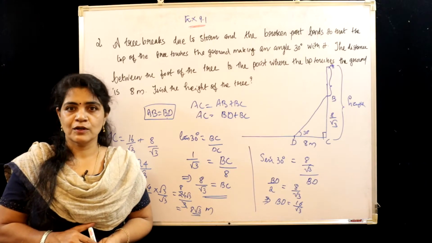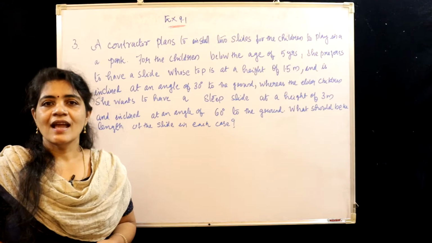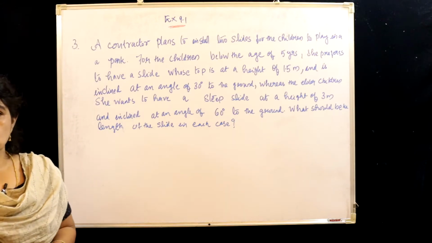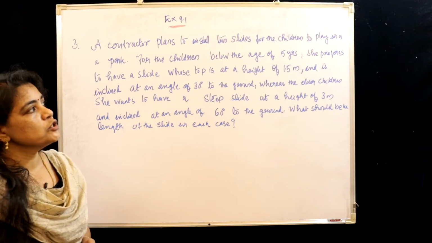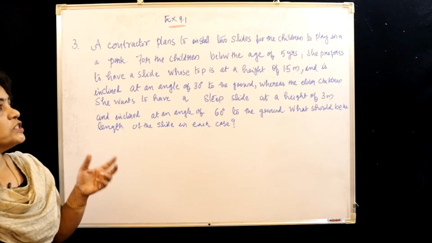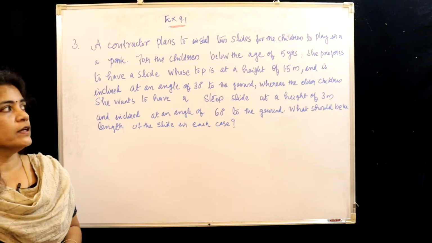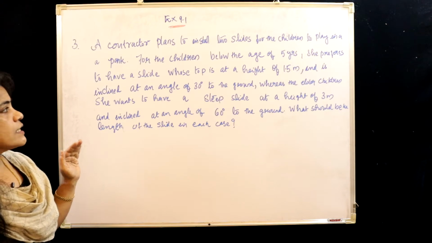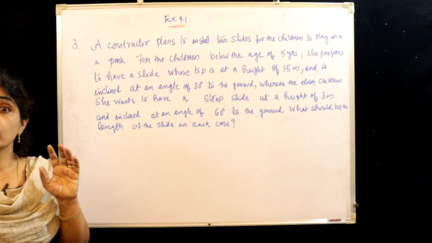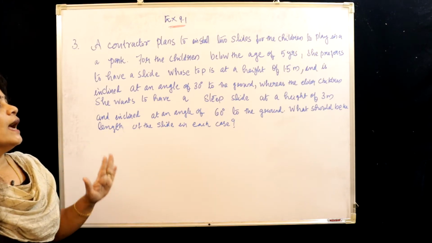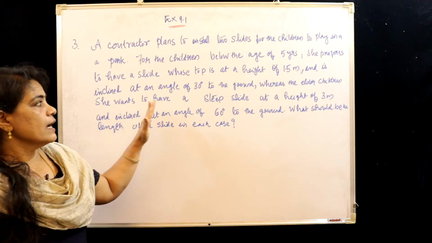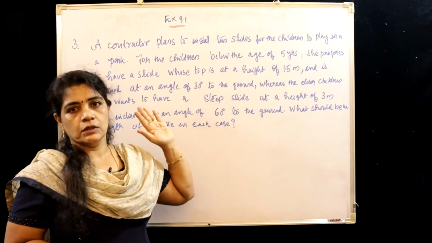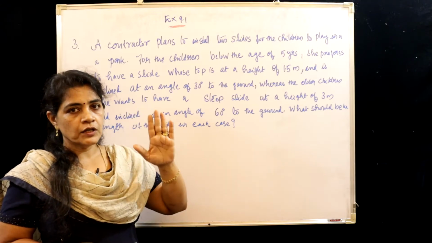Okay, it's a very, very important question. Now the third question. A contractor plans to install 2 slides for the children to play in a park. For children below the age of 5 years, she prefers to have a slide whose top is at a height of 1.5 meter and is inclined at an angle of 30 degree to the ground. That point is clear, children?